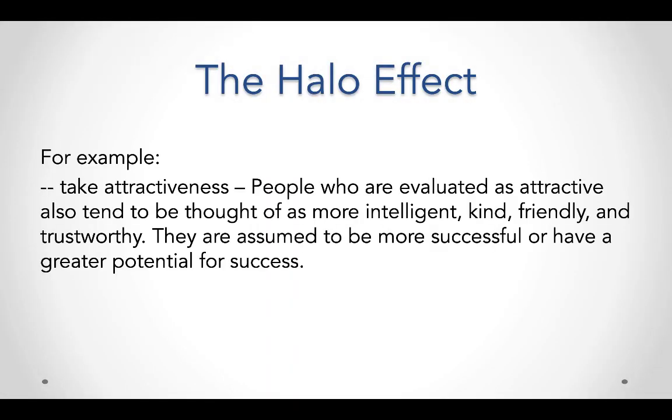So, for example, the halo effect heuristic says that we tend to think that attractive people are also more intelligent, more kind, more friendly, and more trustworthy, right? So we're taking one aspect, attractiveness, and we extend that aspect to other characteristics of the person: intelligence, kindness, friendliness, and so on. And this is very true, and not only with people, but with products.